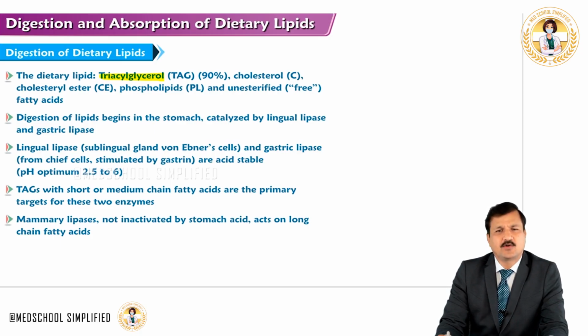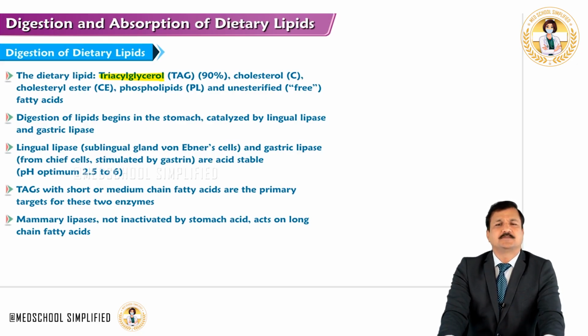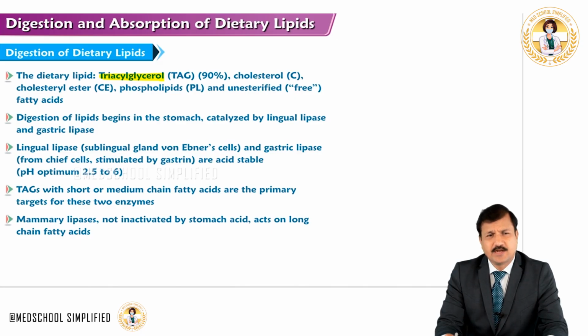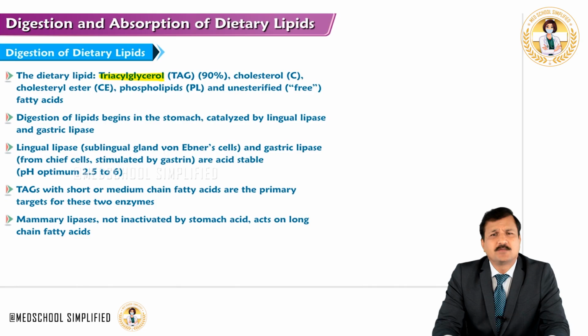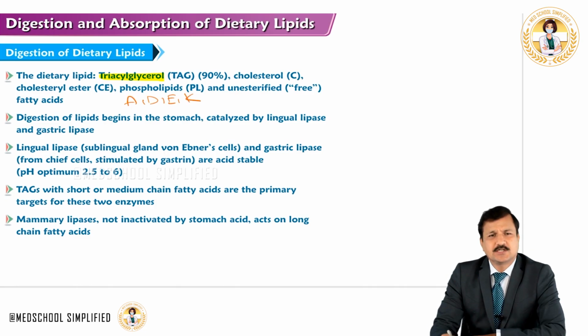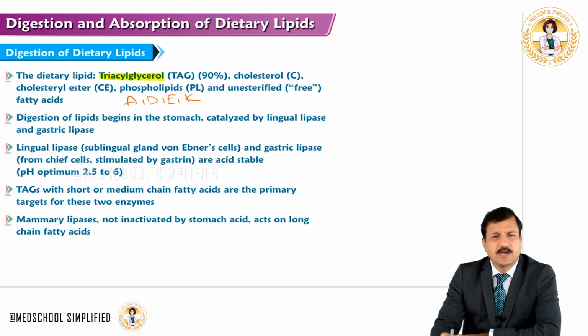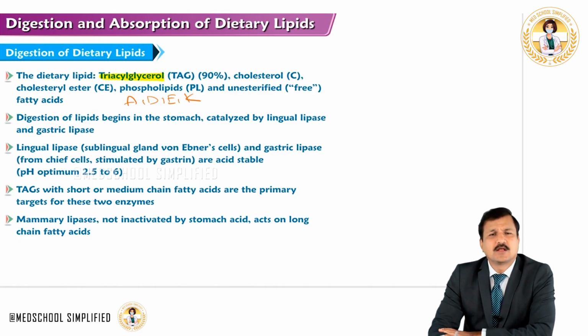And then we'll have cholesterol ester, phospholipid, and some of the unesterified fatty acids. All these things will be there in the dietary lipids, and along with the dietary lipids, there will be fat-soluble vitamins, vitamin A, D, E, K. So, the digestion of dietary lipids and absorption of the simplified digested products of dietary lipids along with the vitamin A, D, E, K goes on together.